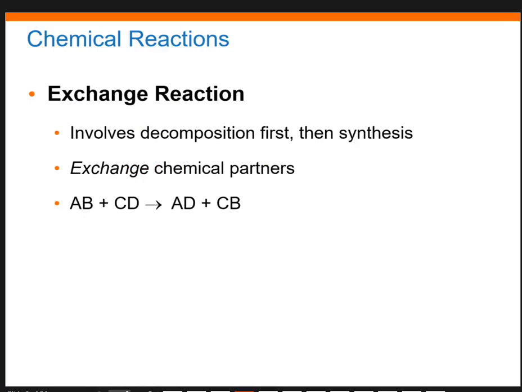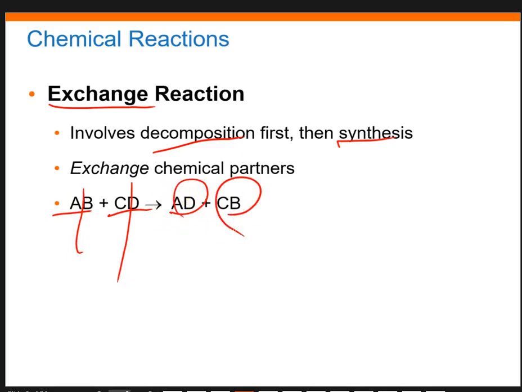I'm not super worried about this slide, but an exchange reaction is just when both happen. When you have two compounds and you break them down and then they exchange partners or get mixed up with each other and then you form new bonds. So they exchange partners. And again, this involves decomposition and then synthesis. So here, these things would break down and then switch partners and then form a new bond. And here you see that they've switched around a little bit.